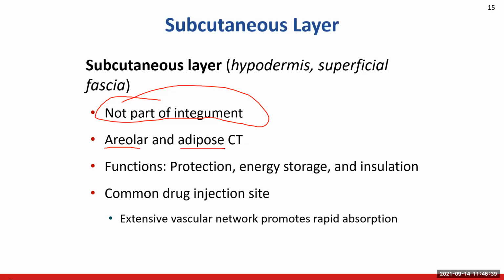Right? Well, like I said, this is a loose connective tissue. And we know that loose connective tissue is an area that has a large amount of vascularity, okay? And so that's why we use it as a drug injection site, because of all those blood vessels in that area there. So we can get it into the blood quicker.